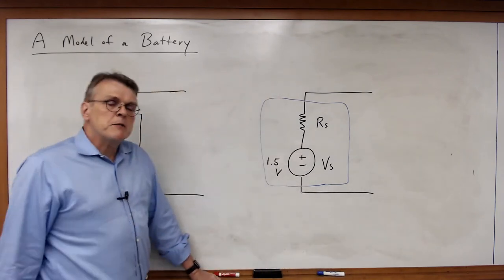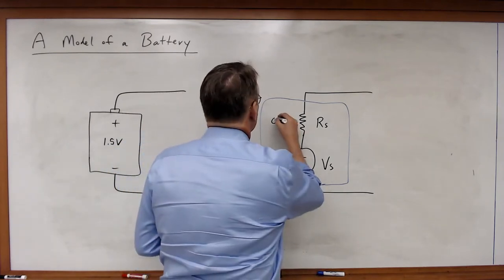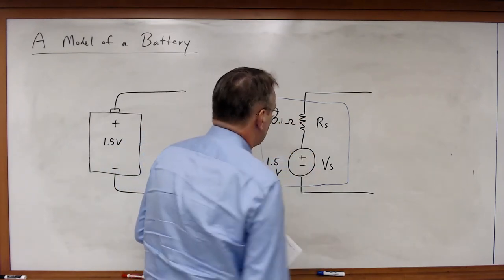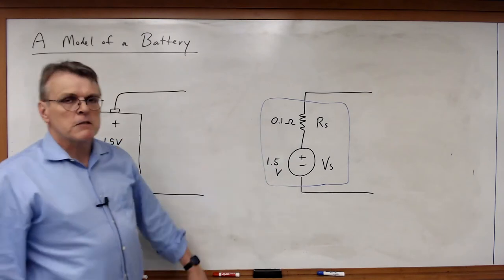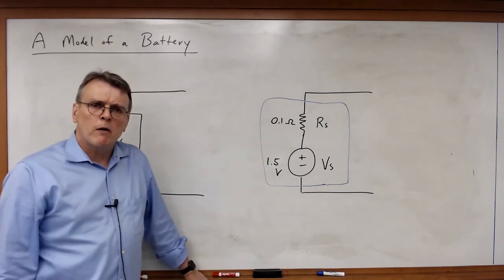RS depends upon the chemistry of the battery, and in this case, I'm going to assume RS is 0.1 ohms. That's the internal resistance of the battery. So as I said, this is actually not a bad first order model for a battery.